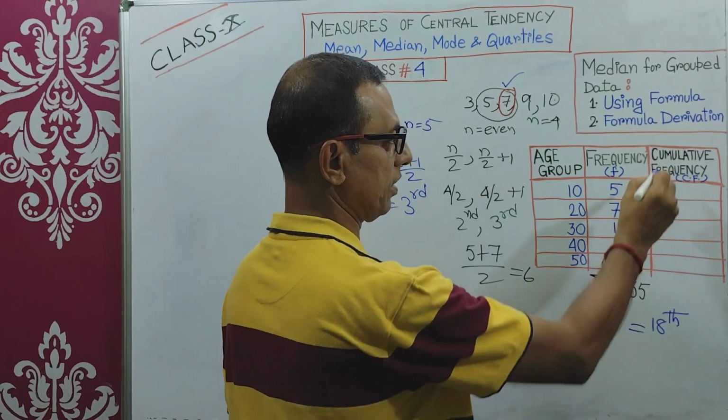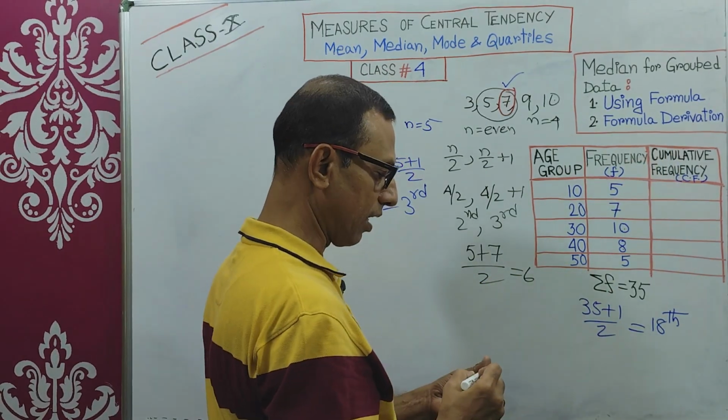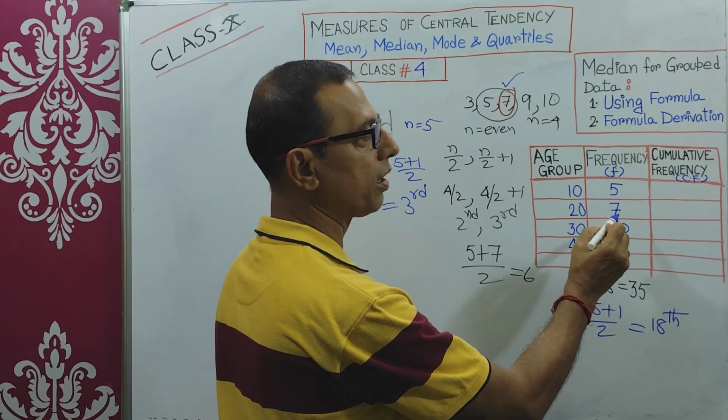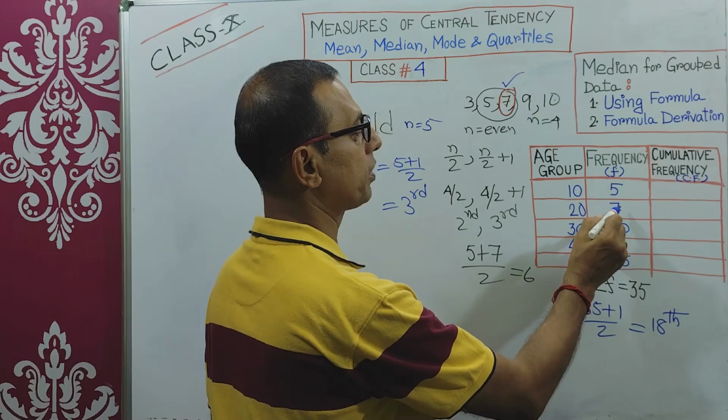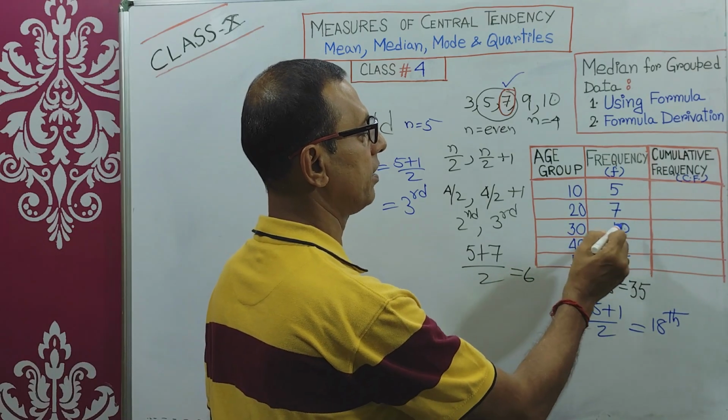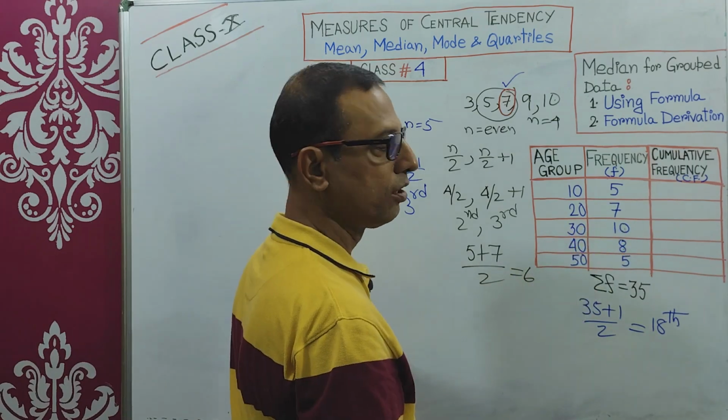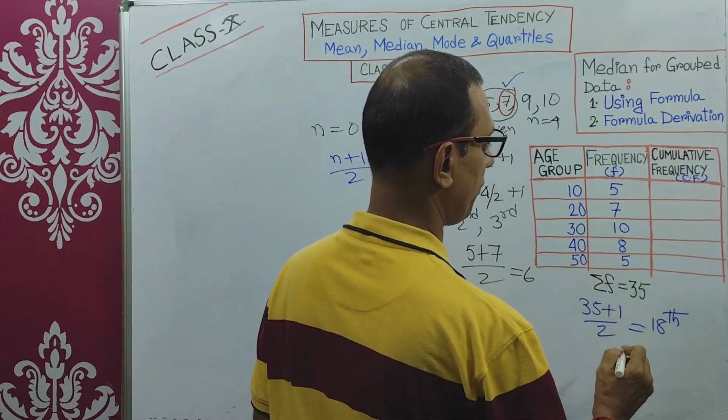So for the cumulative frequency, the third column, if you fill it up, where will 18 actually come? 5 plus 7, 12, 12 plus 10, 22. So that means it will come under this age, 30. So that will be 30, the value.